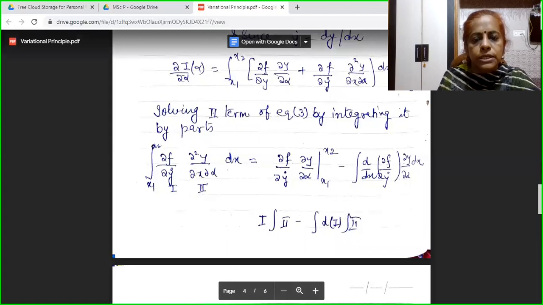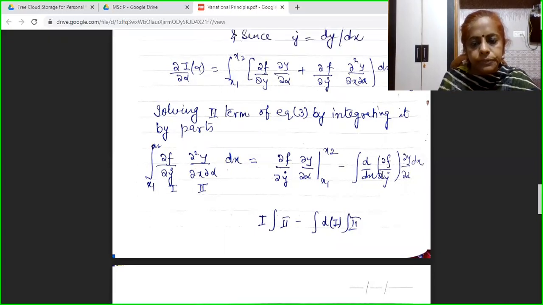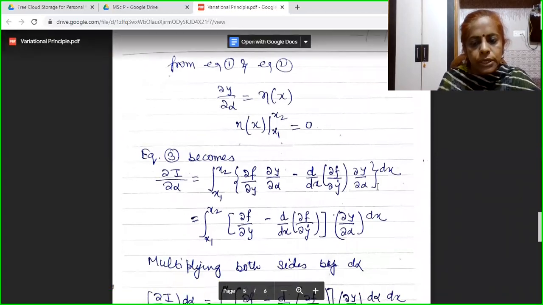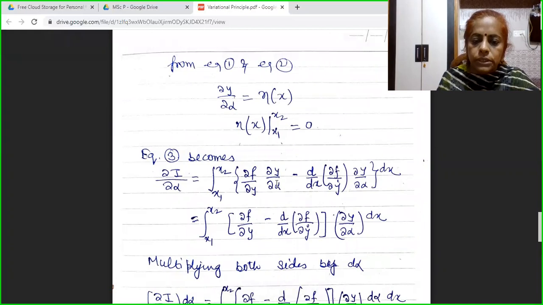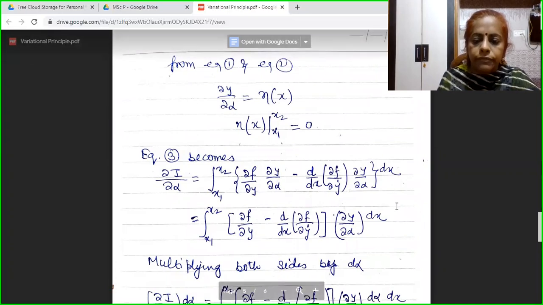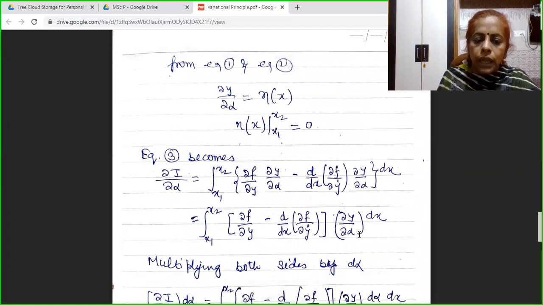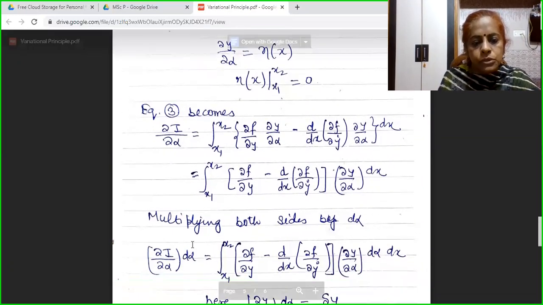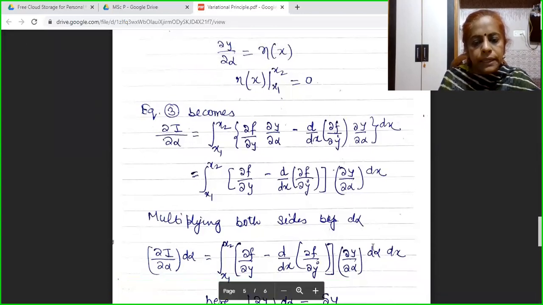So in this expression, I have only two terms. First is this and another term is this value. I am collecting all the terms. This is the equation. Here in these two terms, ∂y/∂α is common, so I have taken it outside. Now I am multiplying both sides of this expression by dα.